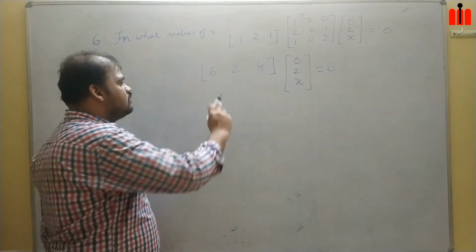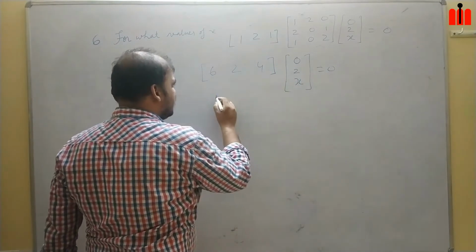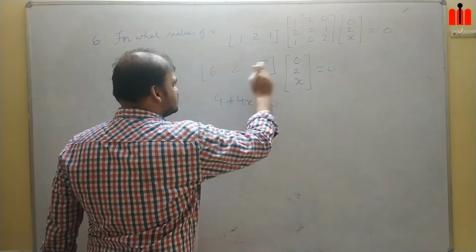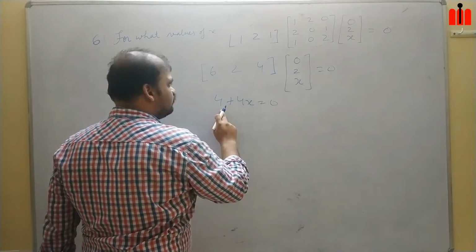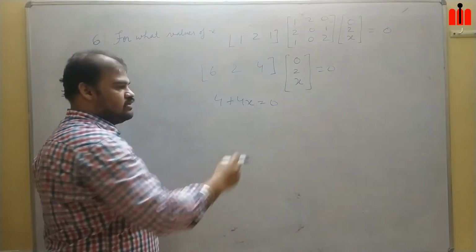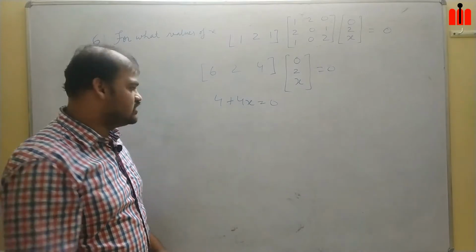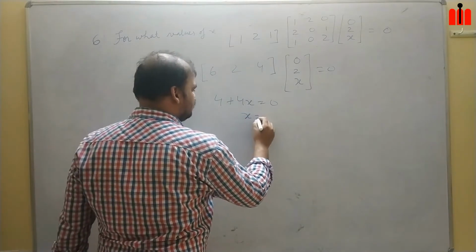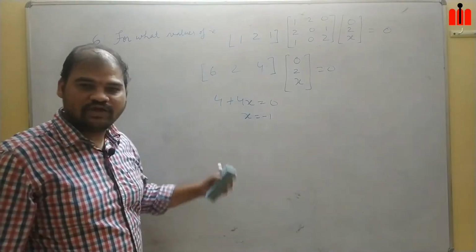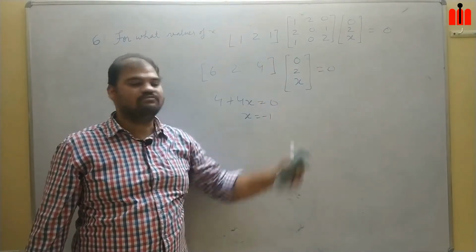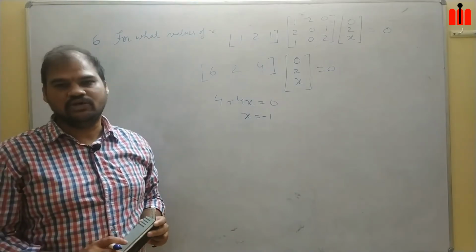Now multiply this with this, then you will get 4 plus 4x equal to 0. 6 times 0 is 0, 2 times 2 is 4, and 4 into x is 4x. So 4 plus 4x equal to 0. That means x equal to minus 1. So the value of x is minus 1. For x equal to minus 1, this entire multiplication will become 0.